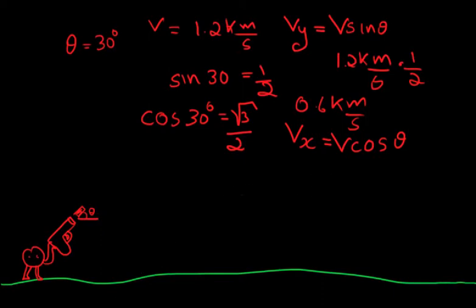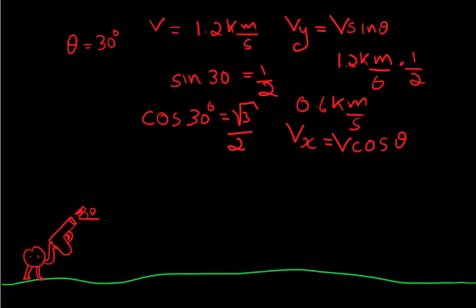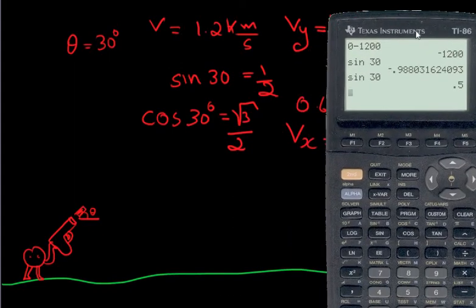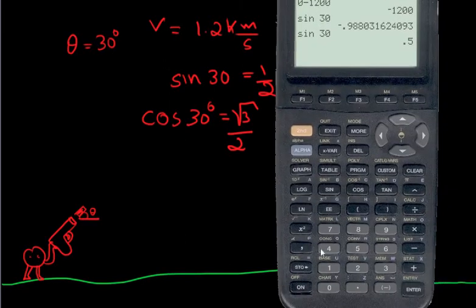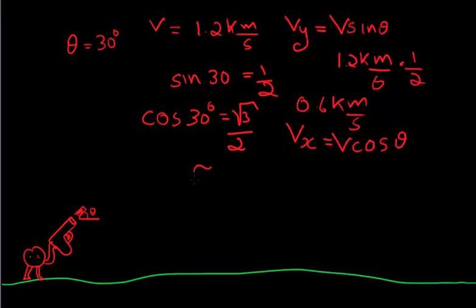So let me take out my calculator here. Okay, so if you put in our numbers here, 1.2 times the cosine of 30 degrees, we'll get approximately 1.039 kilometers per second.